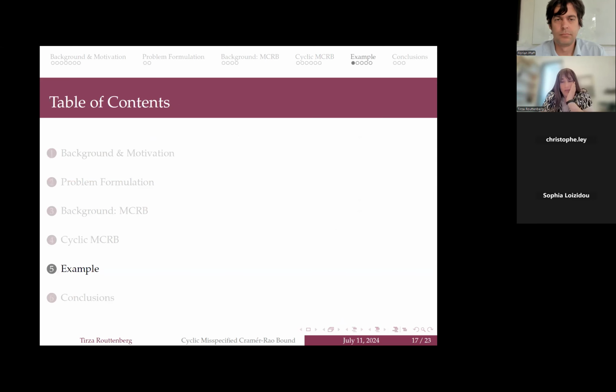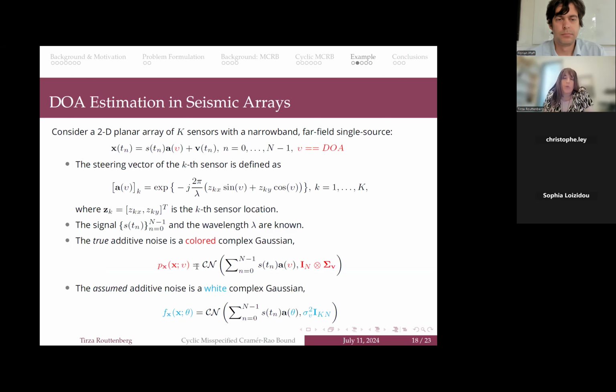Let's see some simulation results. Florian, I hope I have time. This is a collaboration with industry, and this is a real problem that they brought to us. In seismology, they have an array of sensors, and they have this model, and they want to estimate the direction of arrival, the DOA. But because they want a simple algorithm, instead of using the true Gaussian noise, which is colored and has a full covariance matrix, they assume a diagonal covariance matrix, just for simplicity, although they know that this is not true. So they want to see what happens.